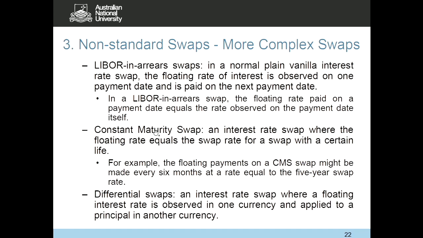And then we have the constant maturity swap. Rather than having the rate change every 6 months, we would use a 5-year swap rate as the base rate, and that rate would be used for all of the subsequent coupon payments. So instead of having the floating rate coupon flows change over time, that floating rate would be fixed to a certain rate. That's called a constant maturity swap. And there is the differential swap. This is an interest rate swap where you apply the floating interest rate in one currency to the principal of another currency. Again, this is for the purpose of hedging off foreign currency exposure.